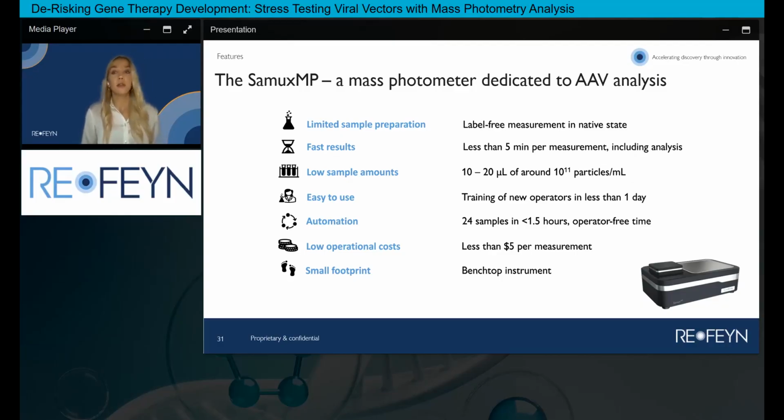First of all, there is limited sample preparation because these methods are label-free and you can measure in native state. The results are available in less than 5 minutes, including measurement and analysis, and there is a very low sample requirement, which means that multiple studies can be performed and not a lot of material will be consumed, because only 10 to 20 microliters, around 1E11 particles per mL, are required.